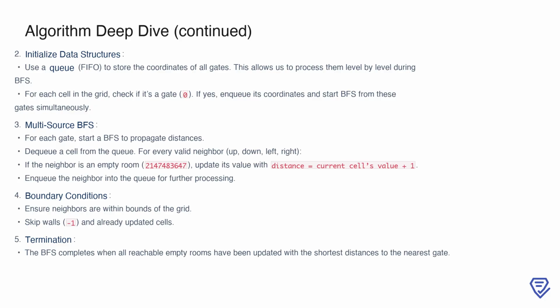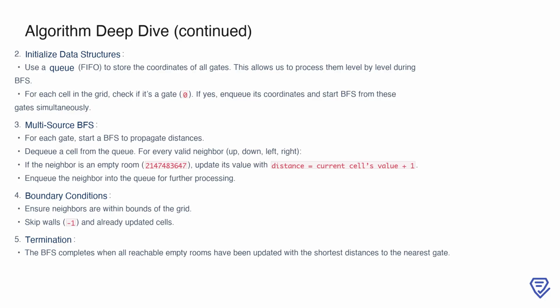During the BFS process, for each gate, we dequeue a cell, and for all its valid neighbors, those that are within bounds and not walls, we check if the neighbor is an empty room. If it is, we update its value to represent the distance from the gate, calculated as the current cell's value plus 1. We then enqueue this neighbor into the queue to continue the propagation.